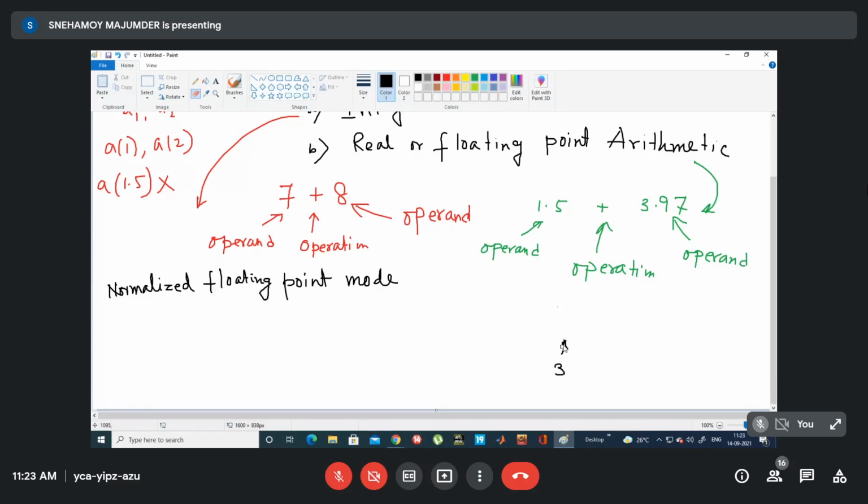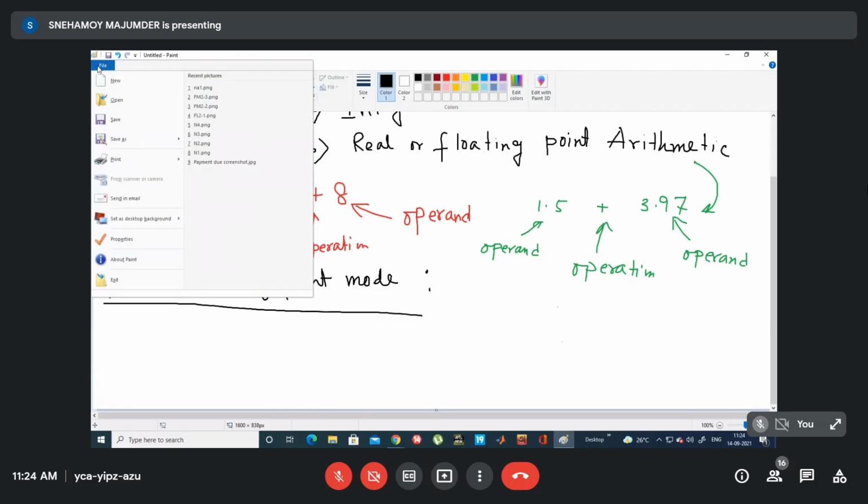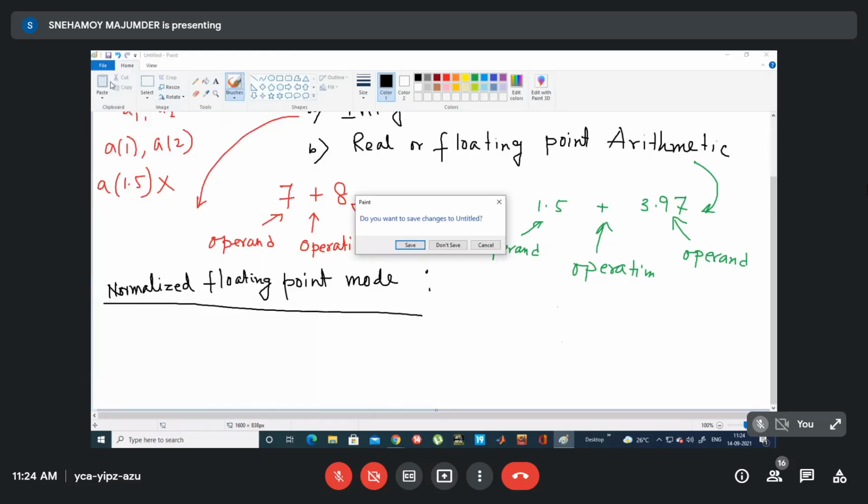And usually the majority of the arithmetic operations are real or floating point arithmetic. So that's why the normalized floating point mode, or the presentation of the real or floating point operand, that is the data, is very important. Let me go to another window.